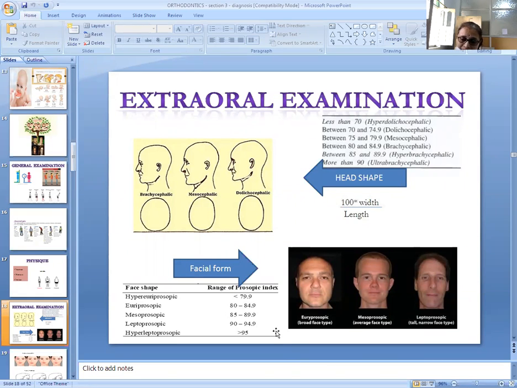Can anybody tell what an euryprosopic person will be having? What type of head and what type of arch? Anybody? Big broad face. Okay, fine. May I know your name? Rajni? Yes, ma'am. Okay, it is correct, Rajni. An euryprosopic facial type of person will have a broad head, that means a brachycephalic head, and a broad arch. Fine.